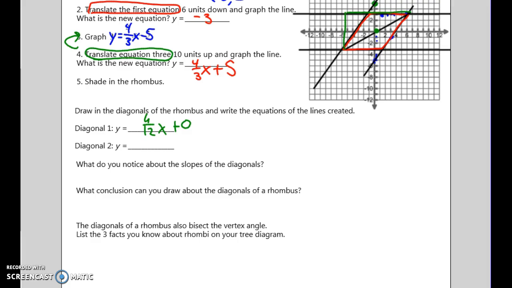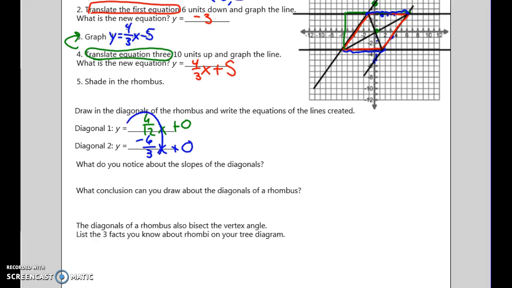Okay, let's try the second diagonal. It goes from right here to right here. Now notice that isn't right on a point, is it? It's actually halfway, because if I counted this, it would be 1, 2, 3, 4, 5, 6, 7 and a half. And down here would also be 7.5, right? Okay, so my slope would be down 6 and over 3. Does it also go through the origin?